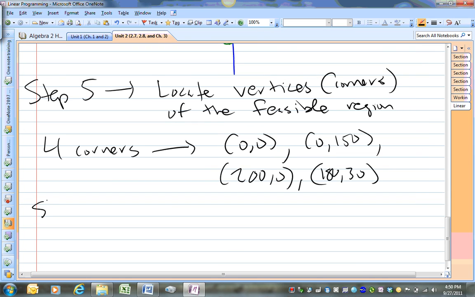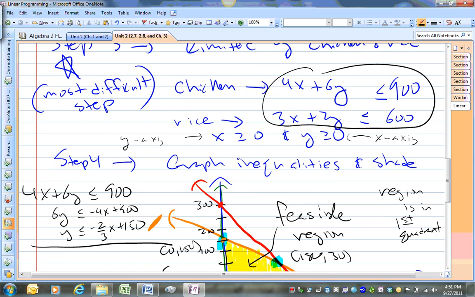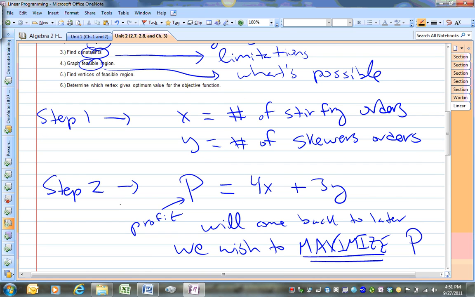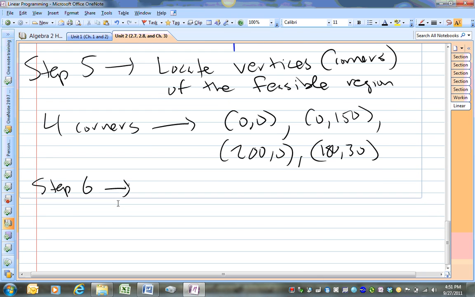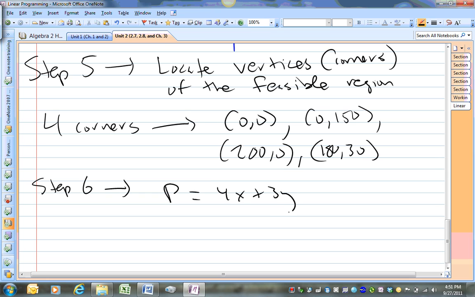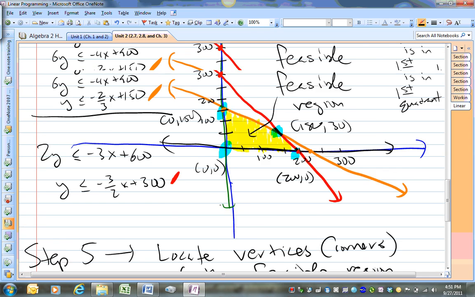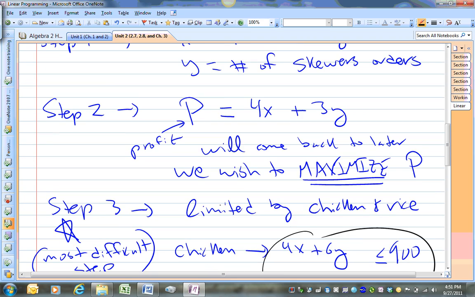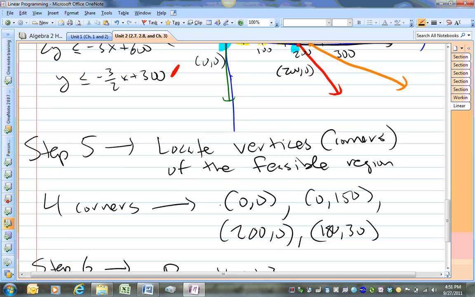Step 6, so we wrap this up. Step 6, remember, says to determine which vertex gives the optimum value. So we want the highest profit. Remember, the objective function is 4x plus 3y. 0, 0 is going to be a waste of time, it's just going to be 0. I mean, we were trying to make money here. Why would you sell nothing?